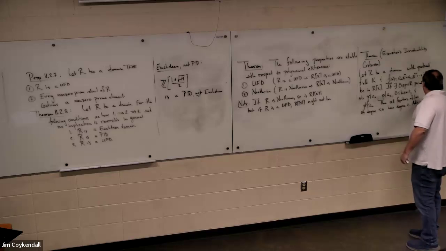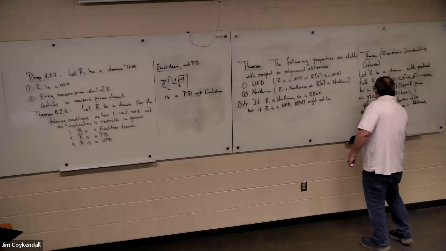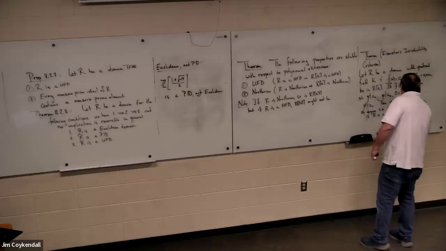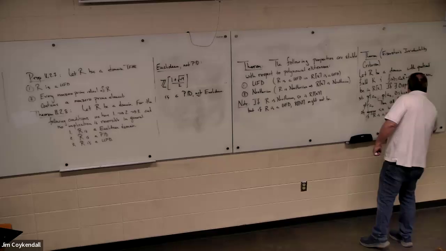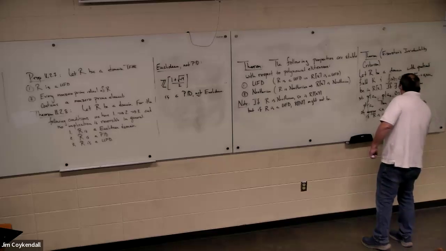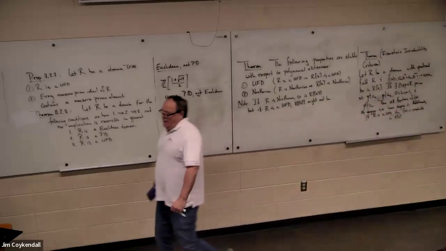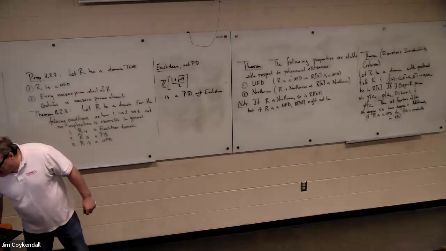Additionally, if R is a UFD, then f(x) is irreducible over the quotient field, in K[x]. So let me give you an example here.